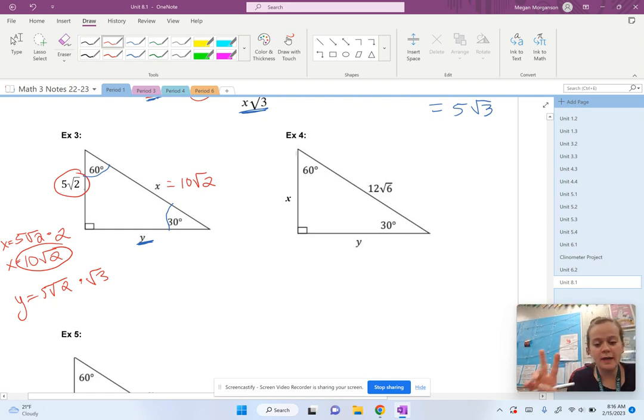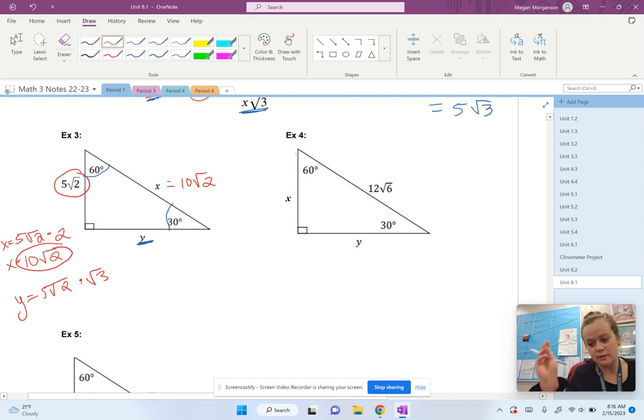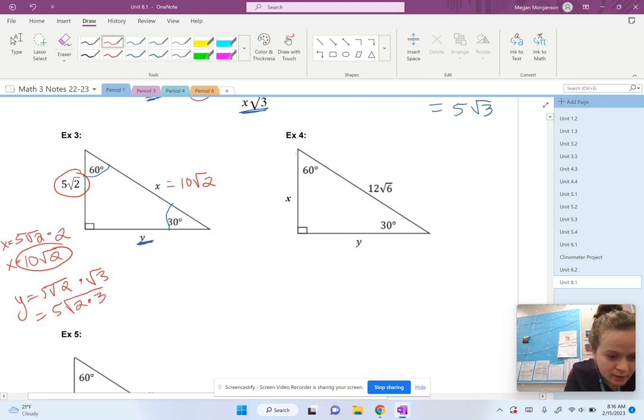Okay, so we're kind of multiplying like things together. So over here I did 5 times 2 because those were both not under the radical. Now here I can do root 2 times root 3 because those are under the radical. So multiplying like things together. So we've got 5 times 2 times 3 under the radical. And that equals 5 times root 6.